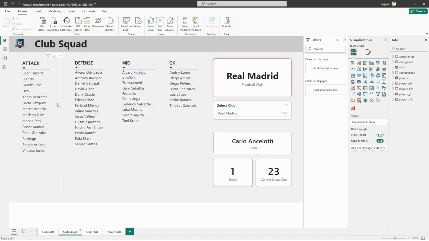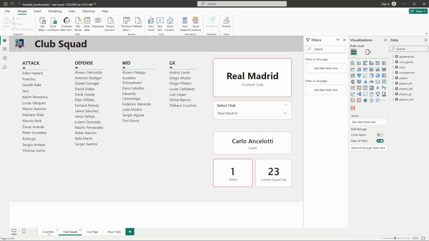Okay, let's see if we can find someone familiar. So in terms of attack, yes, there you go. There's Bale, there's Benzema, there's Vinicius. I was actually looking for Ronaldo, but I believe this particular lineup is from the year 2022, and I believe Ronaldo already left Madrid back then. Okay, there you go, the goalkeeper. We have Courtois. Yes, so the data is quite accurate actually.